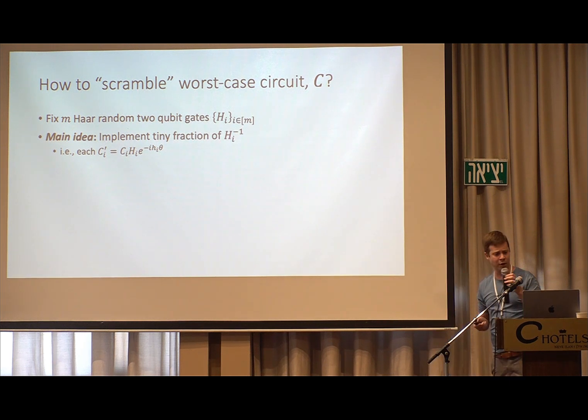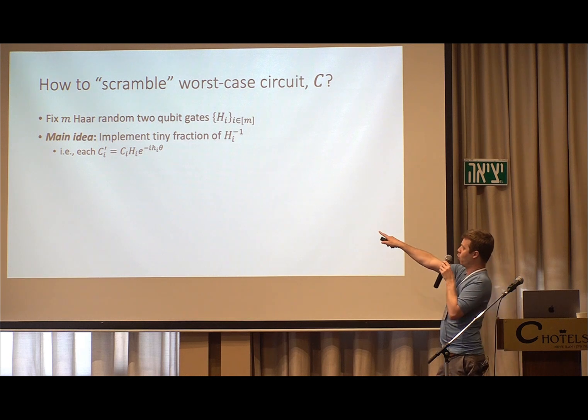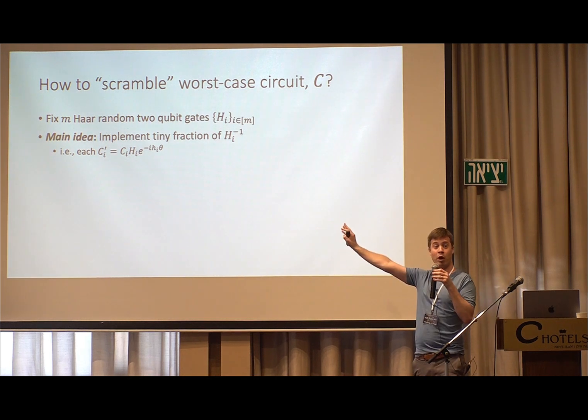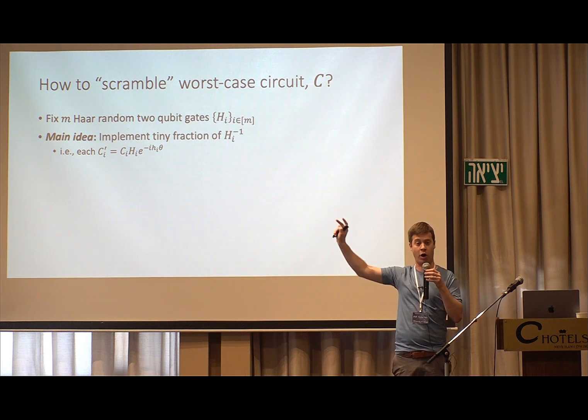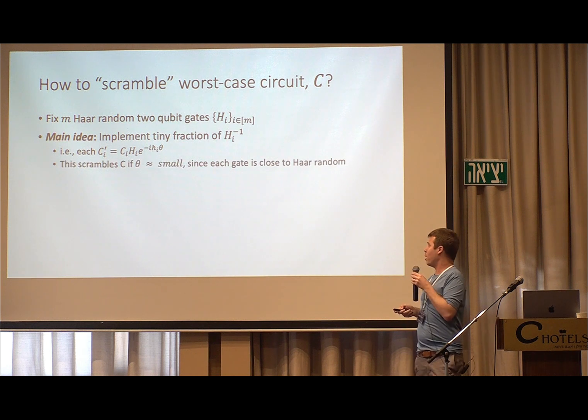So here's how we scramble. Each ith gate in the scrambled circuit, which I'm calling C prime, is going to be equal to the ith gate of the worst case circuit, that's C_i, times H_i. Now at this point, we've completely scrambled the circuit. It's Haar random by the invariance property of the Haar measure, right? Okay, but we're not going to be done.